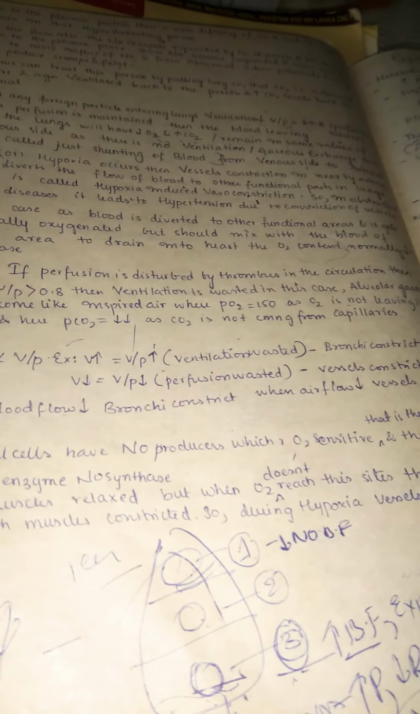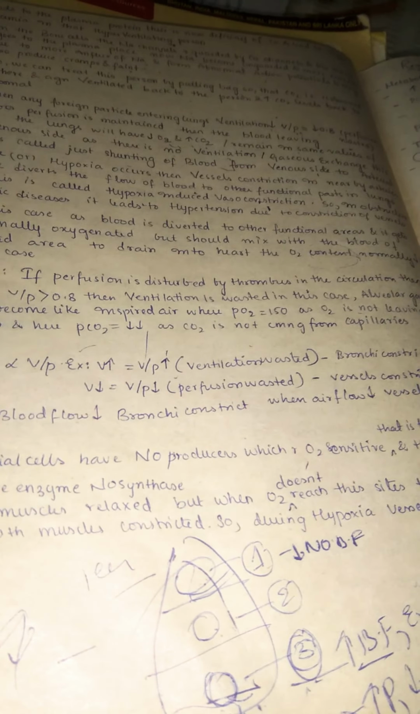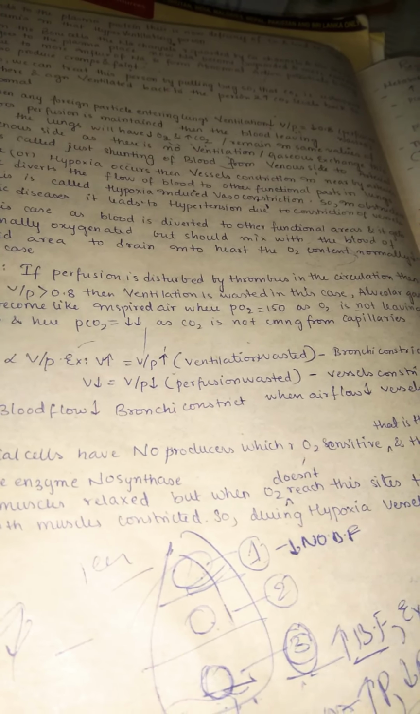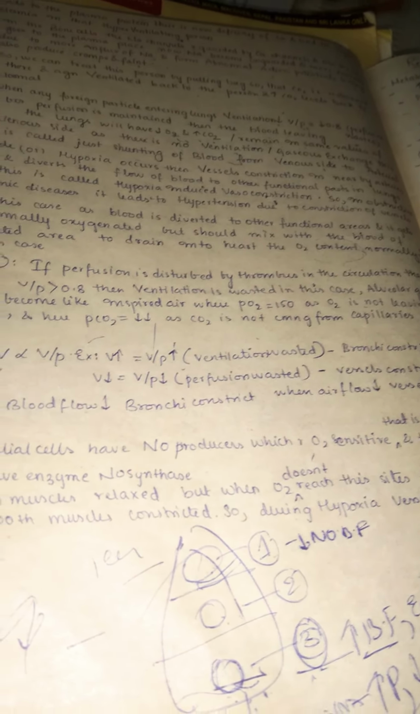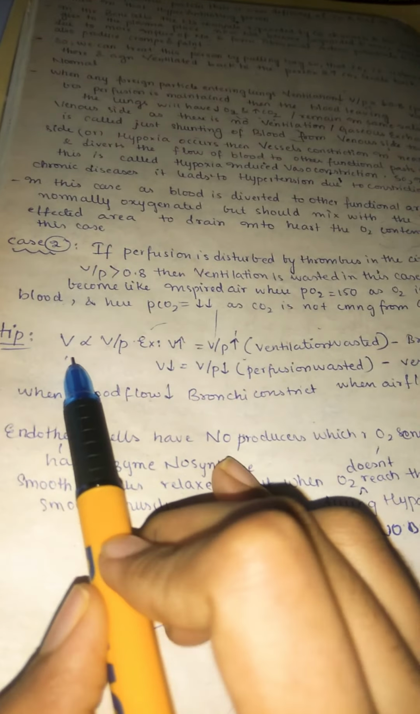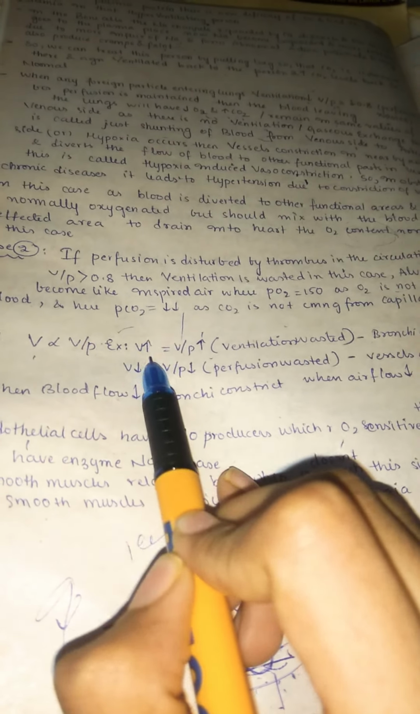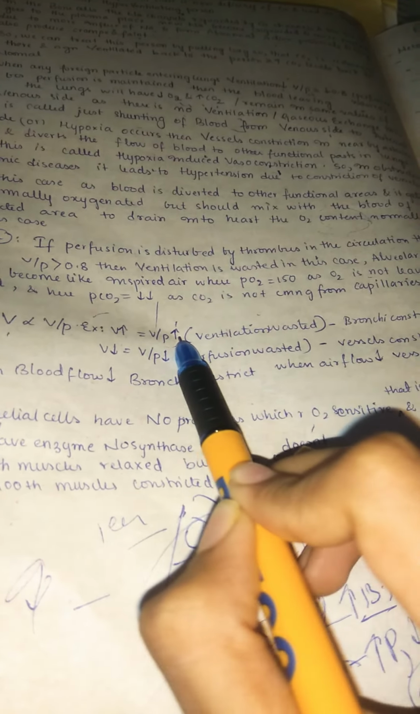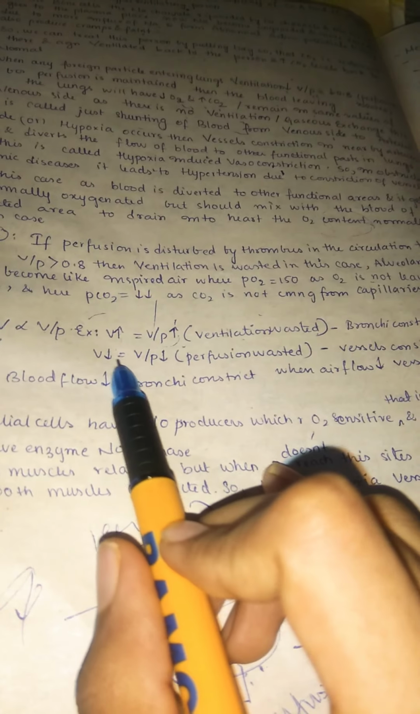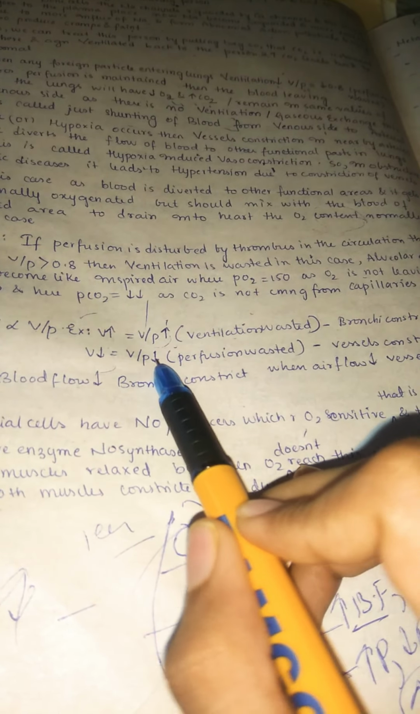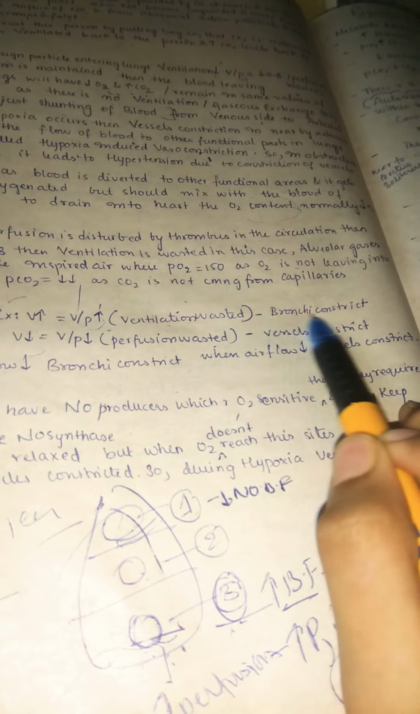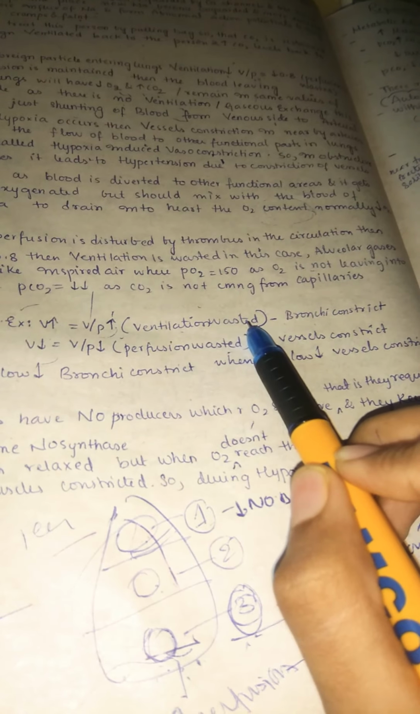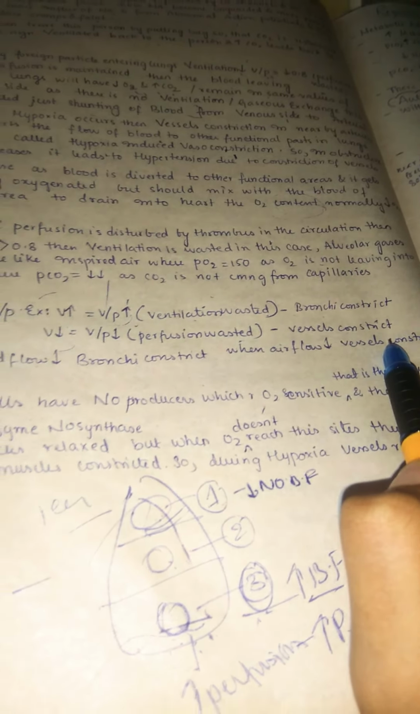Because of thrombosis the blood has stopped. If the blood has stopped, carbon dioxide will not come into the alveoli, so the carbon dioxide level is decreased and the oxygen level is very much increased because it is getting higher ventilation. This is the case when there is thrombosis. A tip you can remember: V is directly proportional to V/P. Whenever V is increased, V/P is also increased, meaning ventilation is wasted. Whenever V is decreased, V/P is also decreased, less than 0.8, meaning perfusion is wasted. Always remember that the bronchi constrict whenever ventilation is wasted, and the vessels constrict whenever perfusion is wasted.